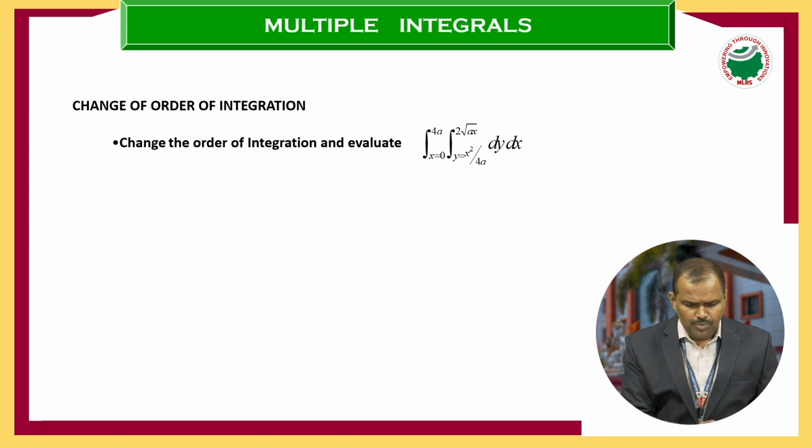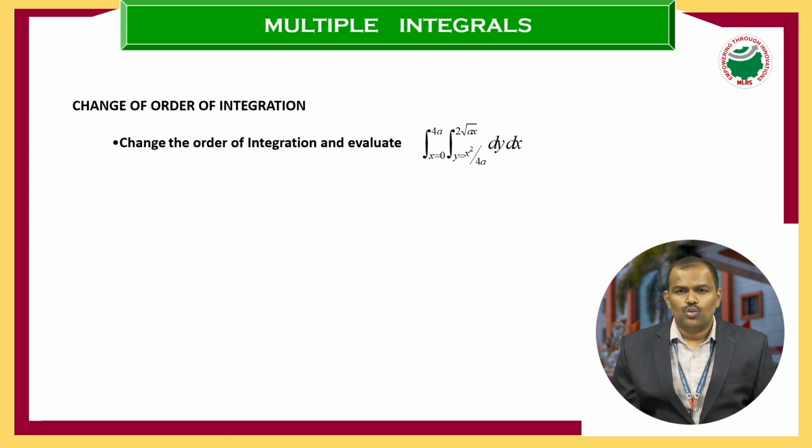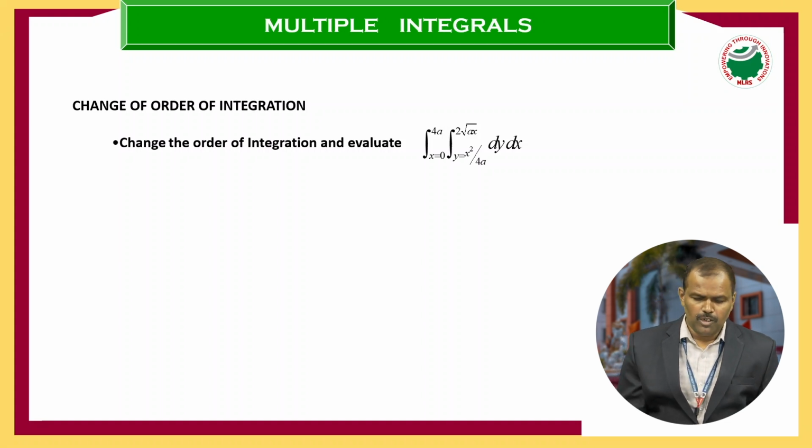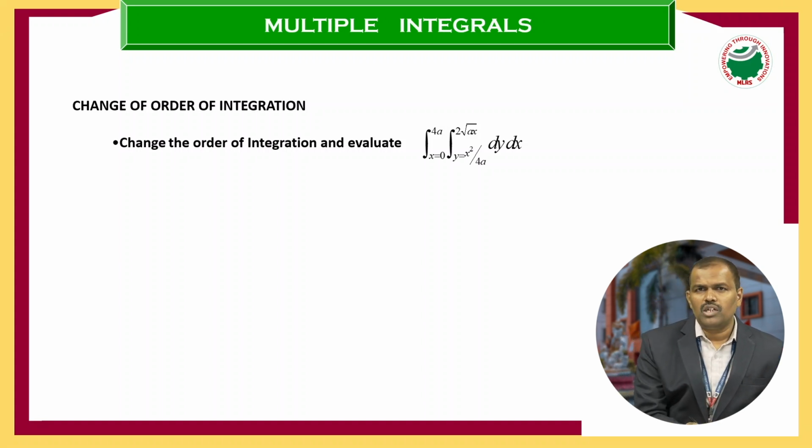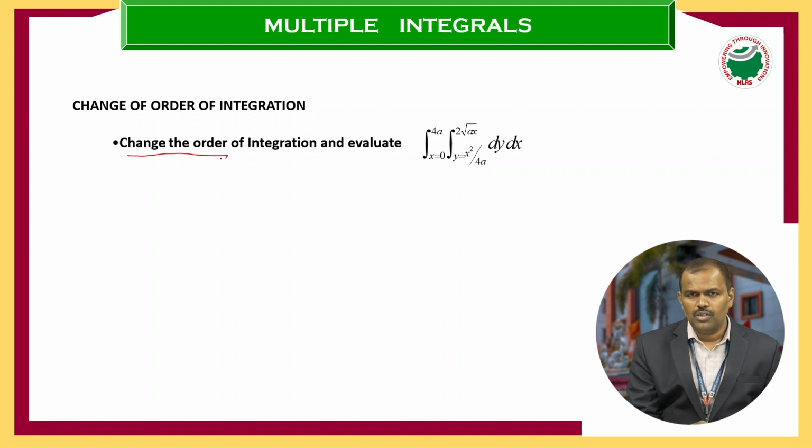The first question: change the order of integration and evaluate the integral from 0 to 4a, integral from x square by 4a to 2 root ax, dy dx. That is the problem given. How to evaluate this? Evaluate by changing the order; don't evaluate directly, we have to change it.